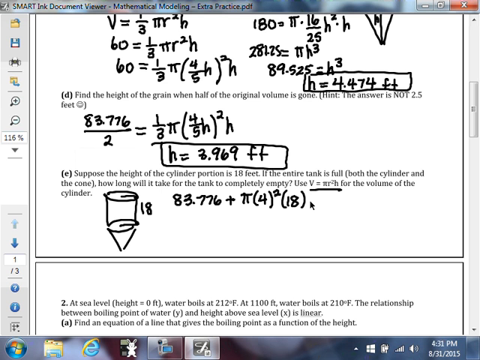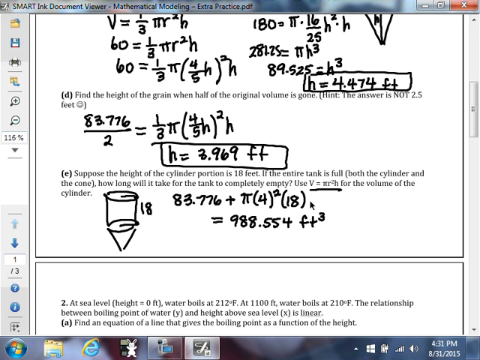All right, so when we find that answer, okay, so we have 904 plus the number that we had before, the 83.776 and so on. So you should get 988.554 for how many cubic feet it has.